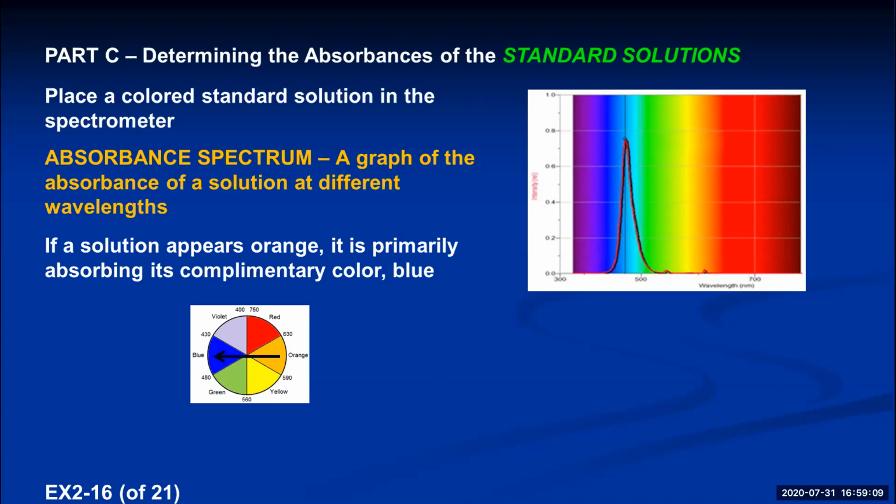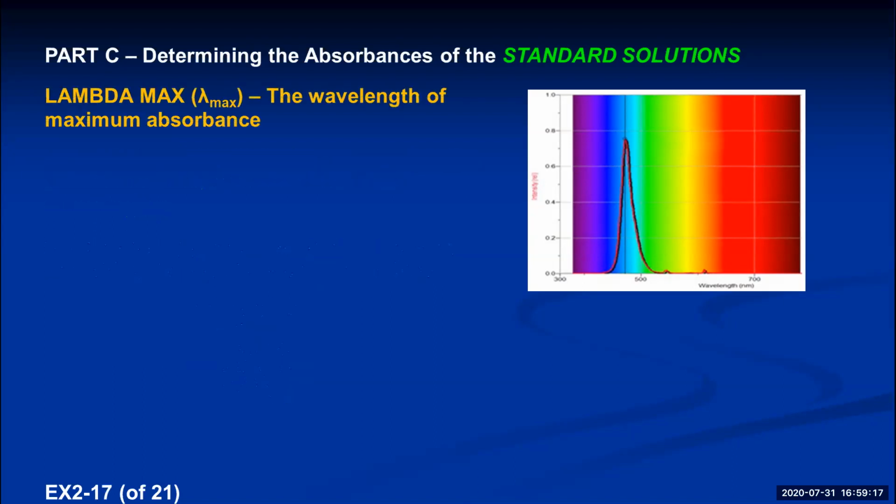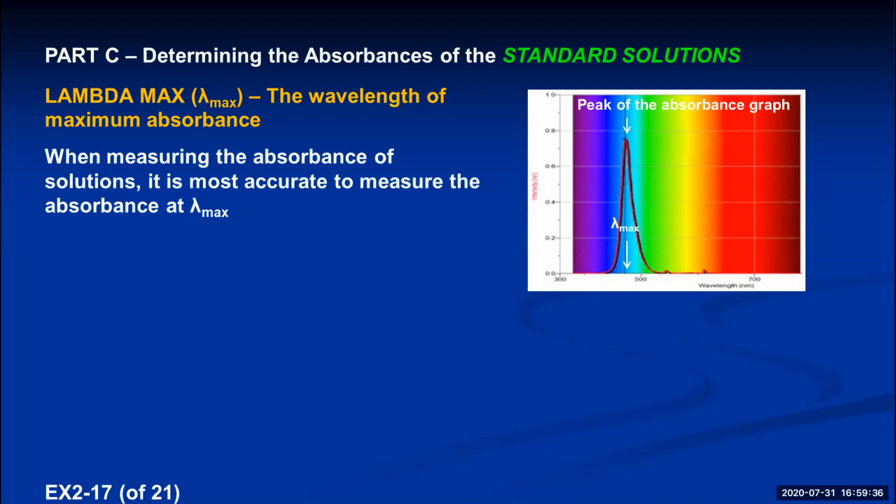Look at our graph here. For our orange sample, what's it absorbing? It's absorbing blue light. The peak is right there in the blue part of the spectrum. So the wavelength that shows maximum absorbance, the one with the highest absorbance value on our full spectrum graph, is called lambda max. It means the wavelength of maximum absorbance. So here's the peak of the absorbance graph right here. Just read down to the x-axis and you're going to get lambda max.